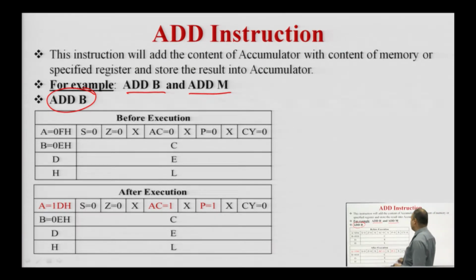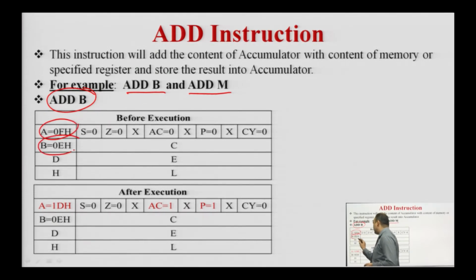So, before the execution of the ADD B instruction, the content of the accumulator is 0FH and the content of the B register is 0EH. And the status of the flags, that is the sign flag and zero flag, both are reset, the auxiliary carry flag is reset, the parity flag is reset and the carry flag is reset. So, this is the status of the flags of the 8085 microprocessor.